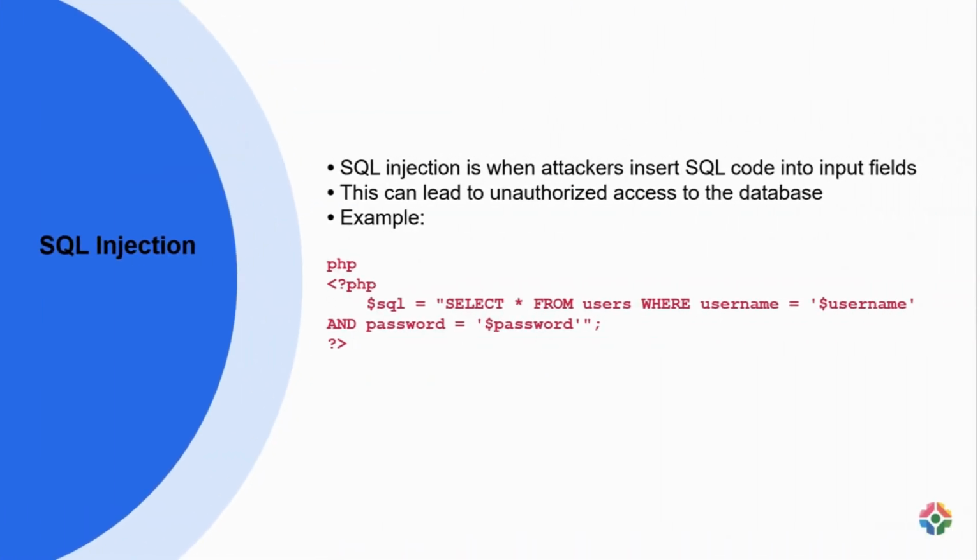SQL injection is a security vulnerability where attackers insert SQL code into input fields to manipulate database queries. By exploiting this flaw, unauthorized access to sensitive data can be gained. For instance, in the PHP code snippet provided, if an attacker enters SQL code like ' OR 1=1 as the password value, the query would return all users, granting unauthorized access. To prevent SQL injection, parameterized queries or stored procedures should be used to sanitize and validate user input before executing SQL queries.